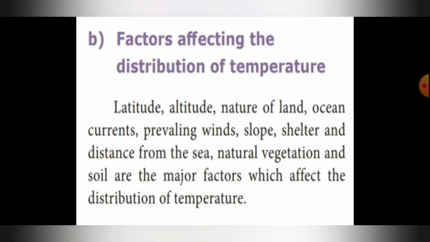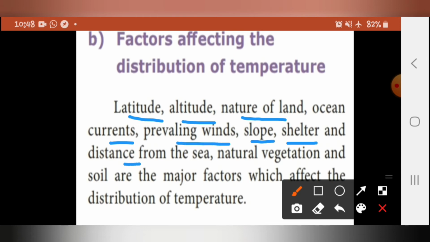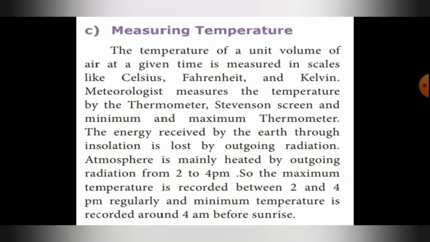So next, coming to factors affecting the distribution of temperature. So what are the factors? First one is latitude, second is altitude, nature of land, ocean current, prevailing winds, slope, shelter and distance from the sea, natural vegetation and soil. These are the major factors which affect the distribution of temperature.